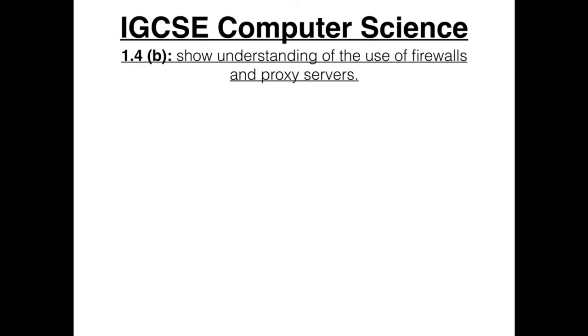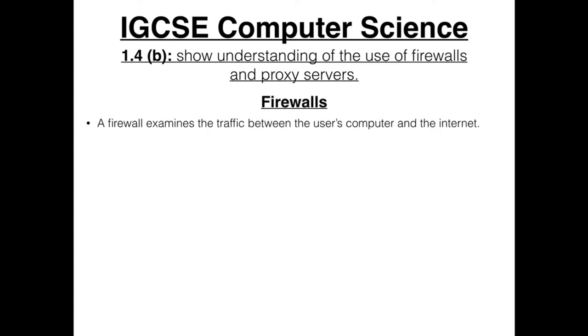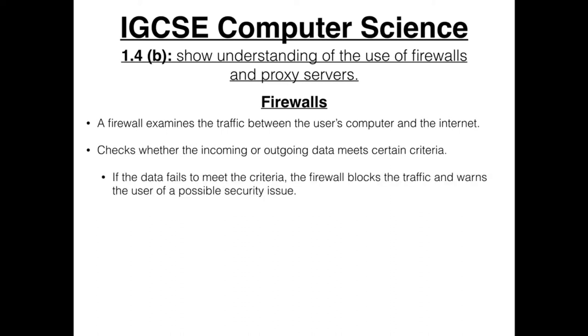My GCSE computer science. This is syllabus statement 1.4b. Show understanding of the use of firewalls and proxy servers. So, a firewall examines the traffic between the user's computer and the internet. And what we mean by the traffic is basically all the data that's sent. It checks whether the incoming or outgoing data meets certain criteria. If the data fails to meet the criteria, the firewall will block the traffic and warn the user of a possible security issue. So, the firewall kind of sits between the computer and the internet.